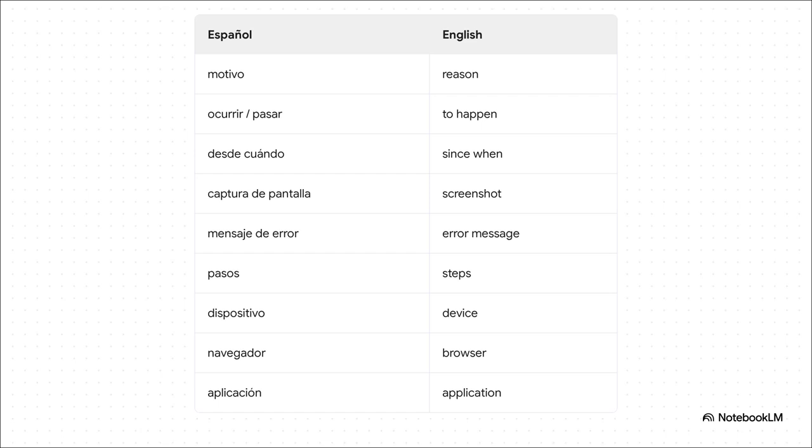Let's go through them. We have motivo, ocurrir or pasar, desde cuándo, captura de pantalla, mensaje de error, pasos, intentar, dispositivo, navegador, aplicación, confirmar, and resumir. You can see how these cover everything from the why to the what and where. We're going to be using these immediately.